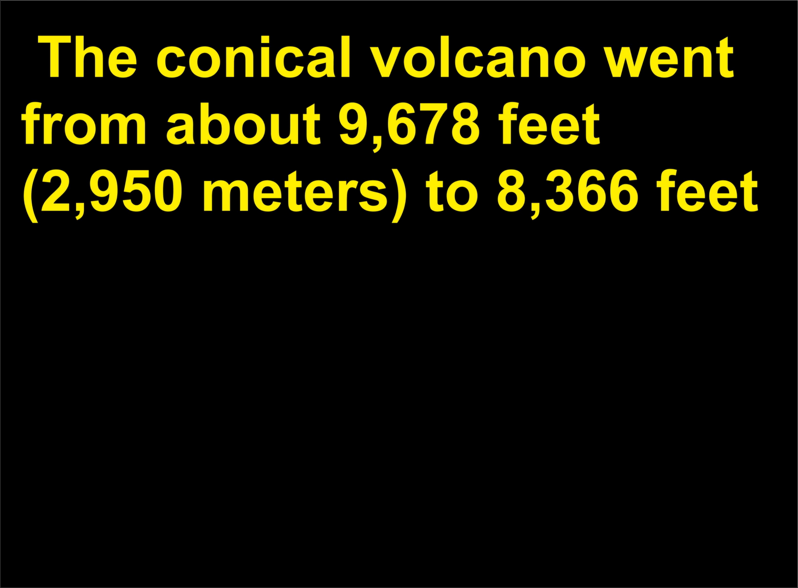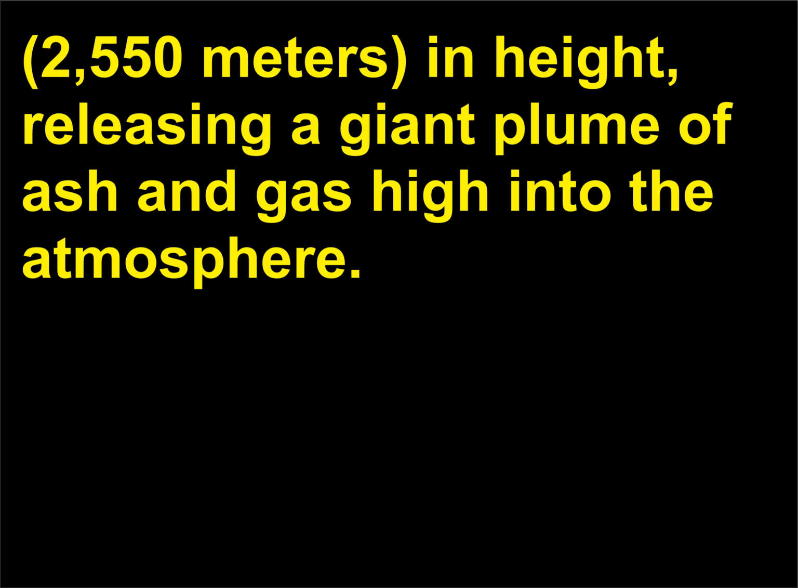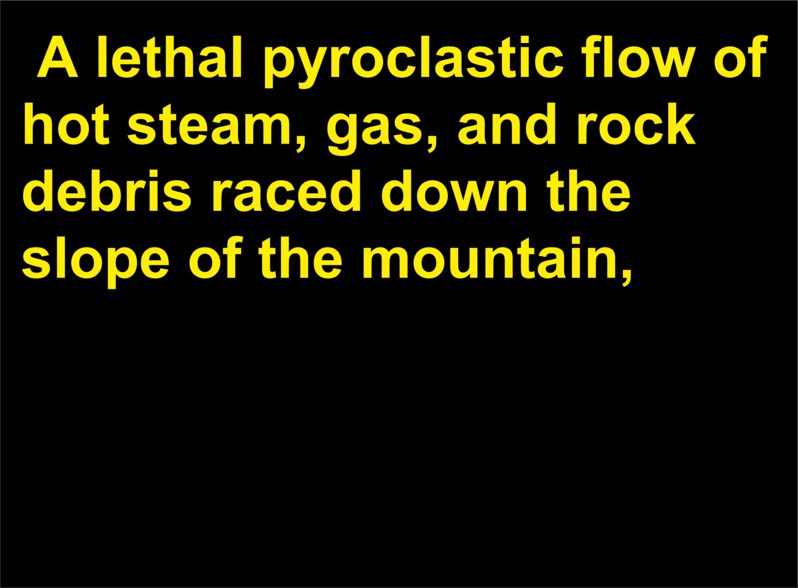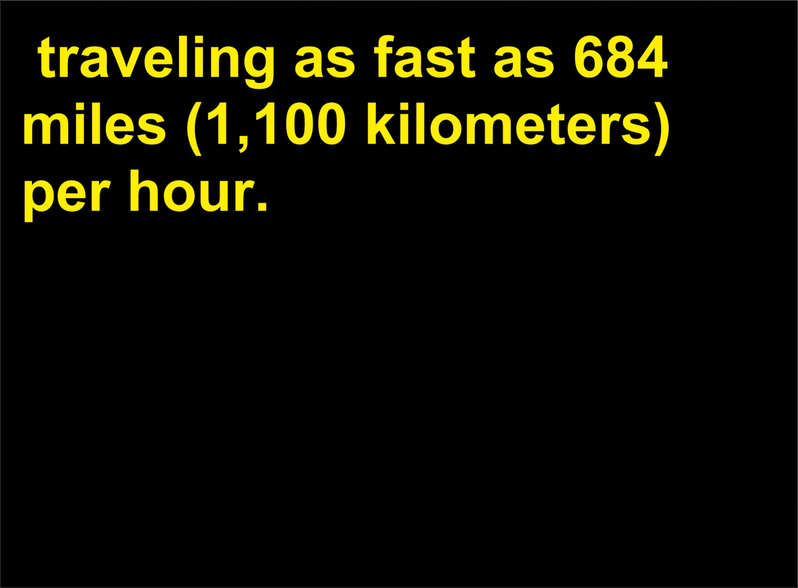The conical volcano went from about 9,678 feet, 2,950 meters, to 8,366 feet, 2,550 meters, in height, releasing a giant plume of ash and gas high into the atmosphere. A lethal pyroclastic flow of hot steam, gas, and rock debris raced down the slope of the mountain, traveling as fast as 684 miles, 1,100 kilometers, per hour.